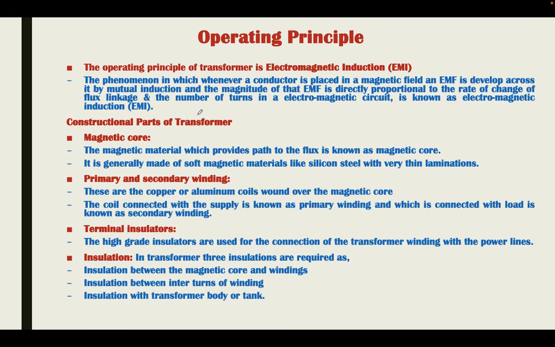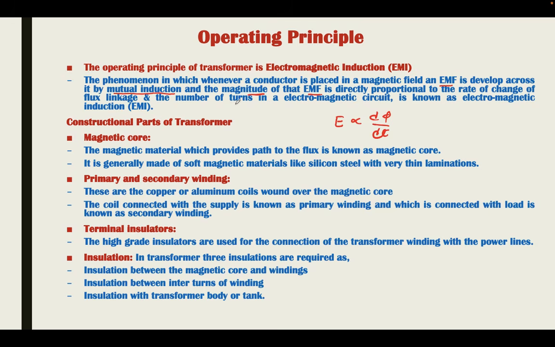Now, the working principle of a transformer: the phenomenon in which, whenever a conductor is placed in a magnetic field, an EMF is developed across it by mutual induction. Mutual induction here means if there is some current in the primary side, then due to the flux developed by that current, the EMF will develop in the secondary side as well. The magnitude of that EMF is directly proportional to the rate of change of flux linkage. We know E is proportional to d phi by dt.